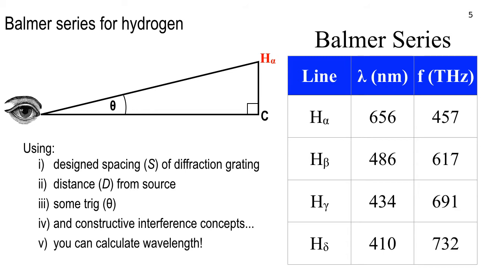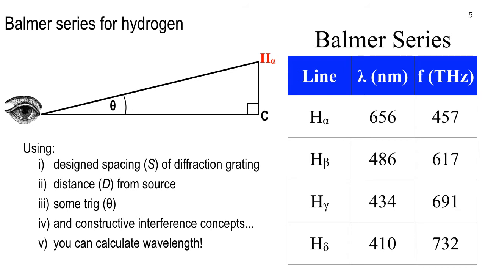And make a note. Item Roman numeral 4, using constructive interference. Because up here, where you see H alpha, and down here, C is the central image. And the red H alpha line is some number of degrees over here to the left. And here's your eye down here on the far left. So you're looking straight into the central image, C, and then off to the left, you see the H alpha line. You can measure that angle in the lab.